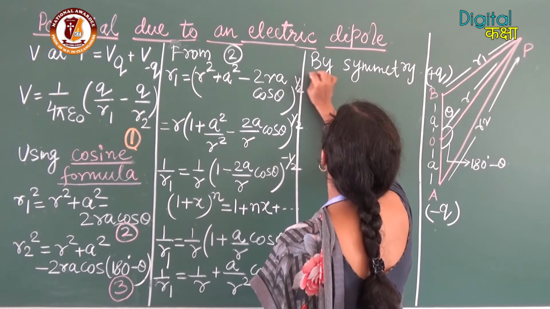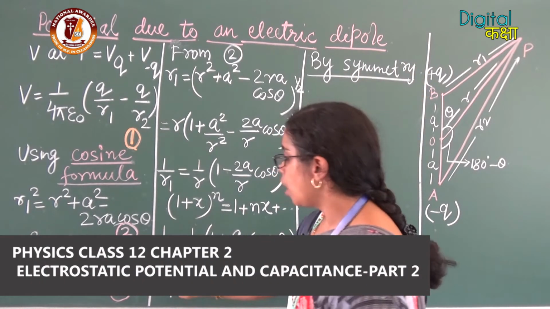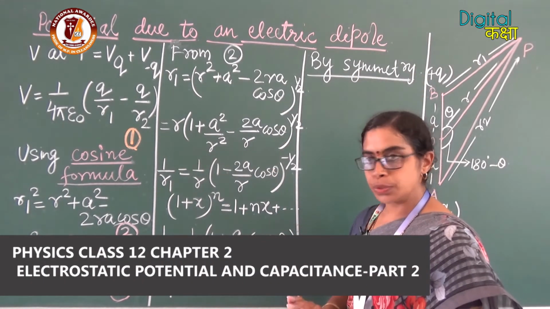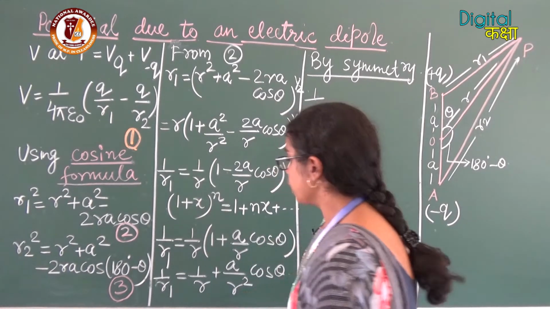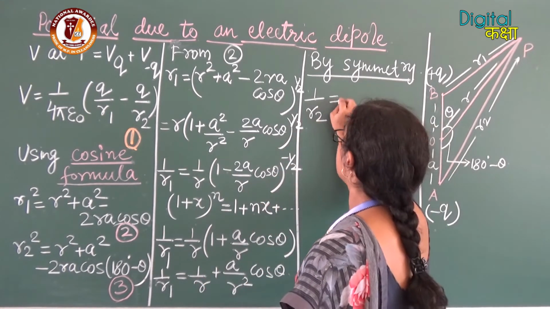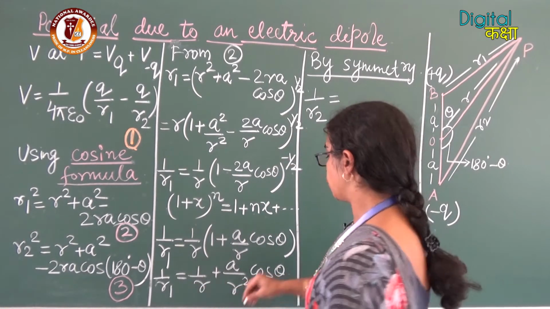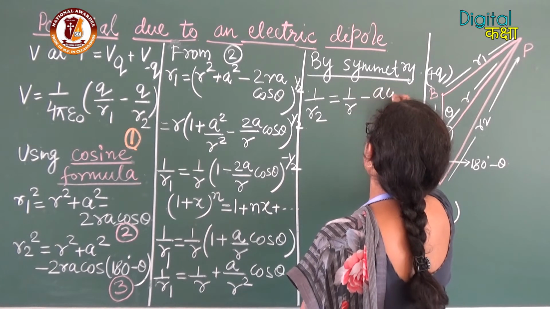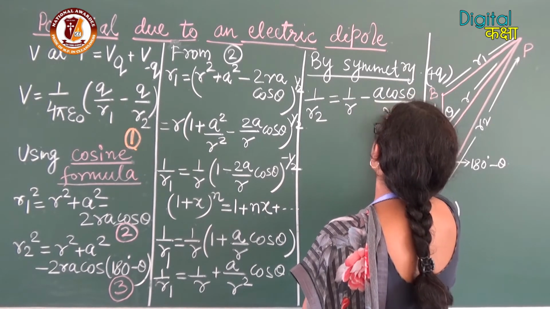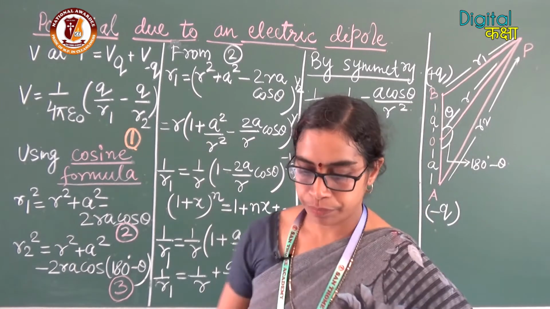Now, by symmetry, here I am writing the formula of 1 upon R2 directly by understanding the symmetry, which can be obtained as 1 upon R minus A cos theta upon R square.